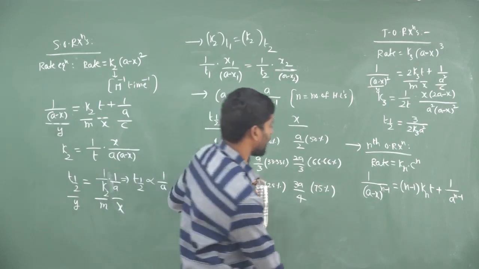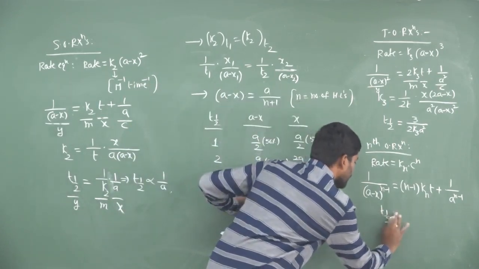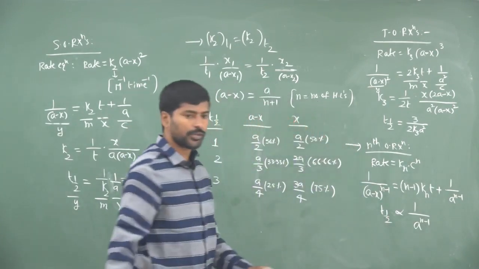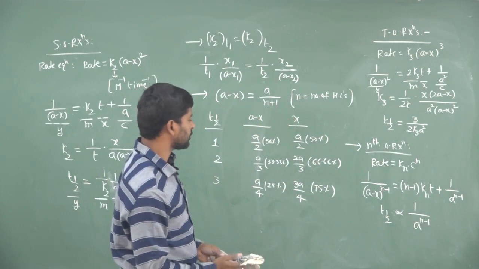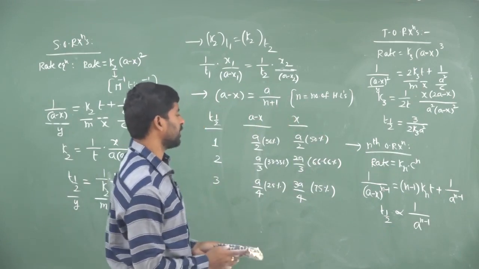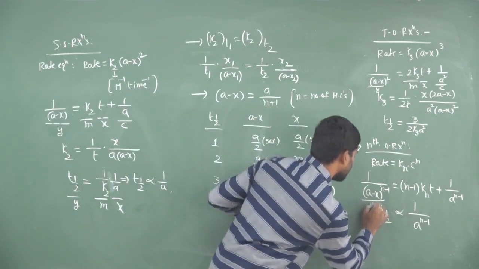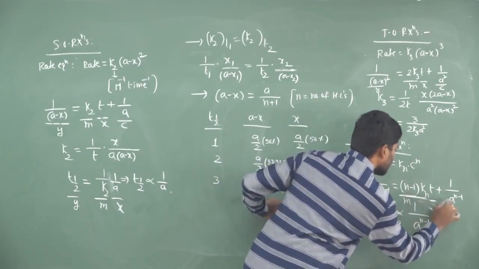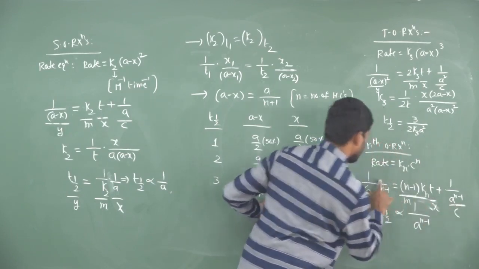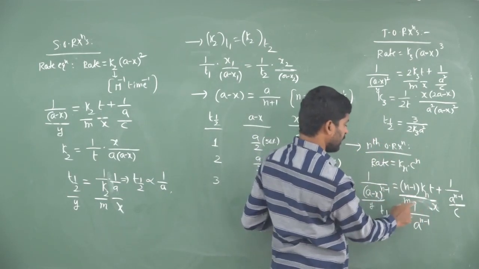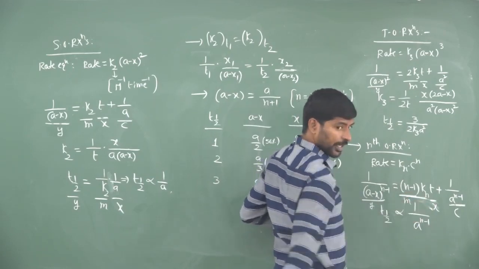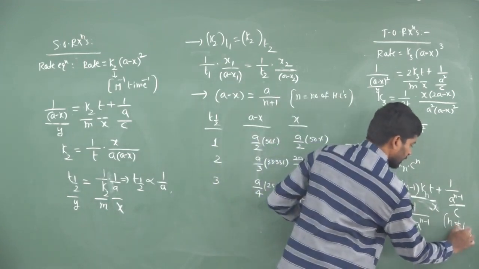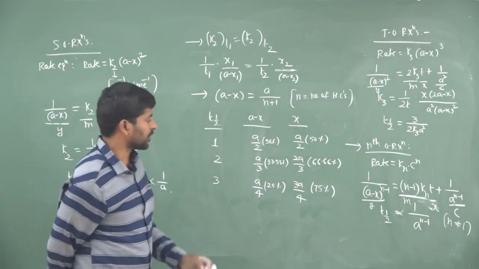And what is the expression for half life? t half is proportional to 1 by a power n minus 1 for an nth order reaction. So for an nth order reaction in general, if you take a graph of 1 by (a minus x) whole power n minus 1 versus t, we will get slope (n minus 1) into K, and intercept 1 by a power n minus 1. But this is not applicable to first order reactions.